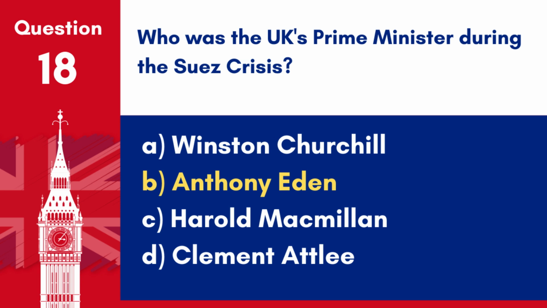Answer B. Anthony Eden. Anthony Eden was the UK's Prime Minister during the Suez Crisis in 1956, which was a diplomatic and military confrontation in Egypt involving Egypt, Israel, France, and the United Kingdom.